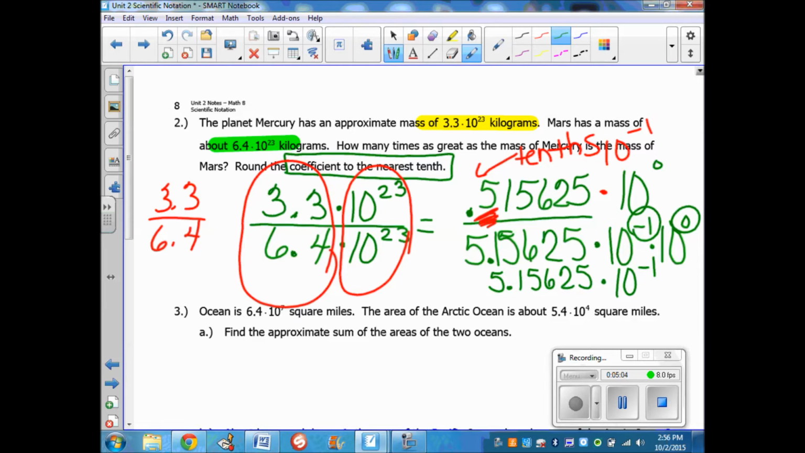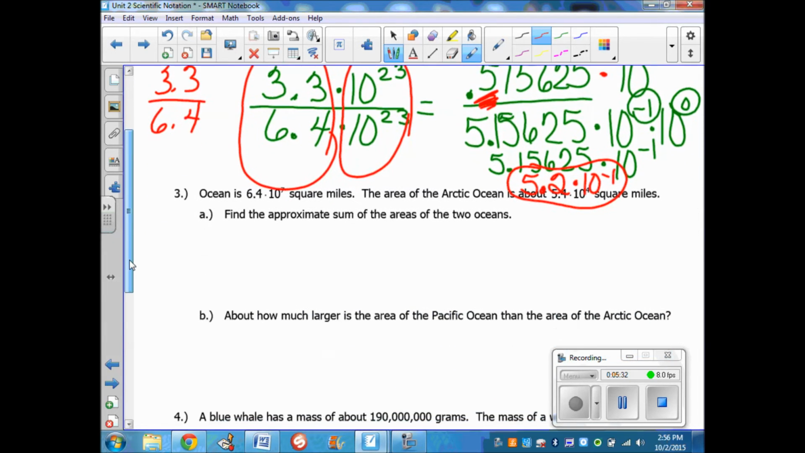But what did the initial question also say? Coefficient to the nearest tenth. So we want to round our final answer and say just 5.2 times 10 to the negative 1. That is the answer that the problem's asking for, a rounded answer. Okay, 5.2 times 10 to the negative 1.